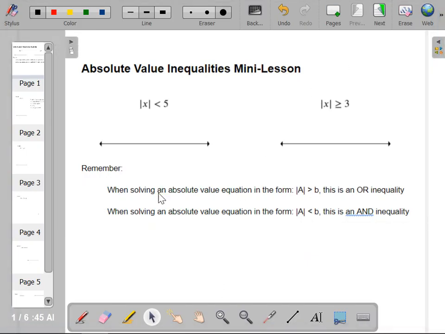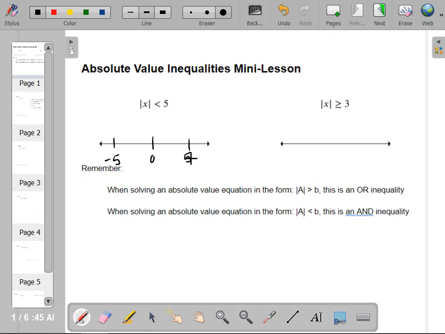Okay. The first thing you need to do is kind of understand what's going to happen here. We have the absolute value of some number is less than 5. So I'm going to think what numbers have an absolute value of 5. What numbers are 5 units from 0? If you started at 0 and measured 5 units to the right, you would be at positive 5. If you started at 0 and measured 5 units to the left, you would be at negative 5.